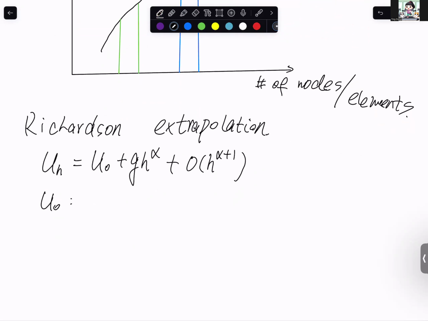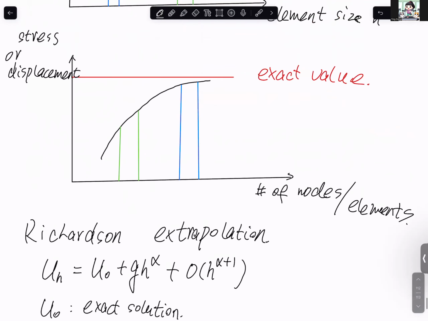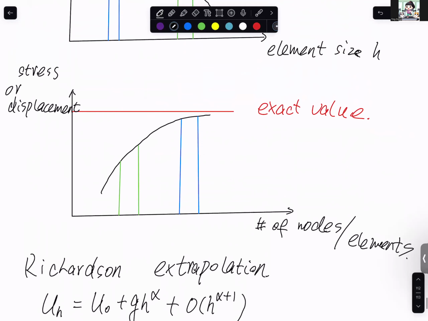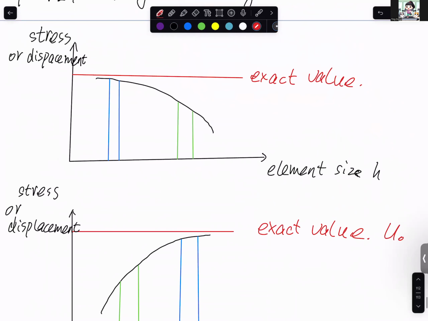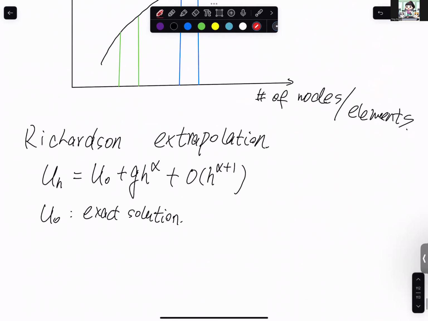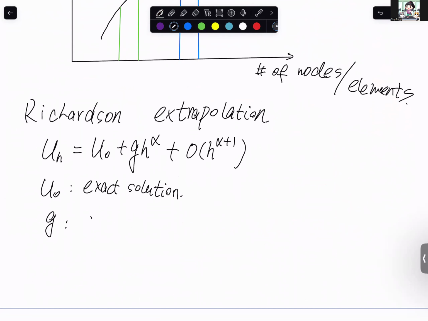Is the exact solution. Or in these 2 graphs, I can actually put the U naught here to help you understand. This is normally something we are looking for in our convergence study. And G is a constant in the model, something we need to calculate. There's no physical meaning in it.